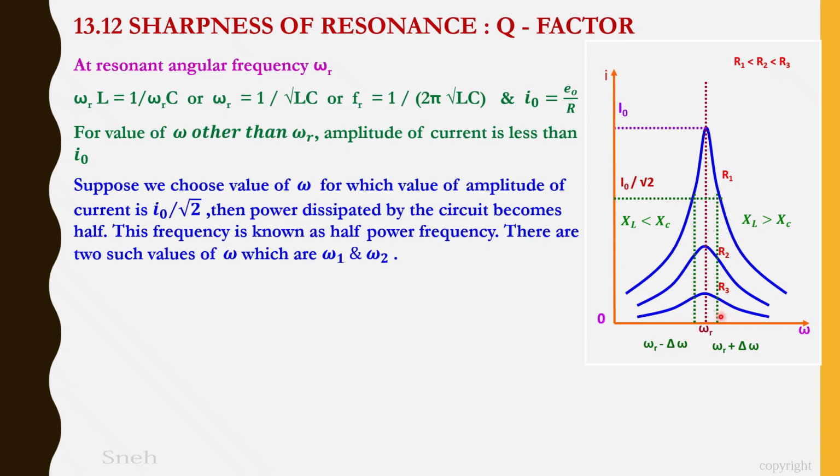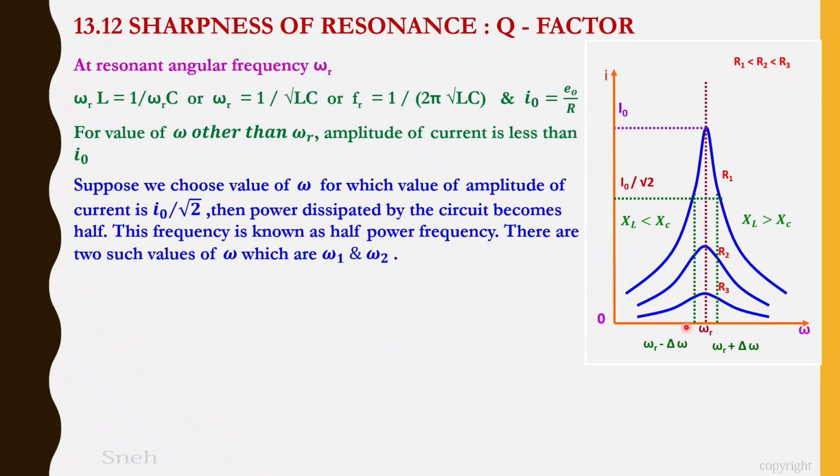This one is a half power frequency and this one is a half power frequency. There are two half power frequencies and we call them omega 1 and omega 2. So here I say that this is omega 1 and this is omega 2. Because of the shortage of space, I'm not able to write omega 1 and omega 2 here, so I have directly written their values. The difference between omega 2 and omega 1 is considered to be the bandwidth.